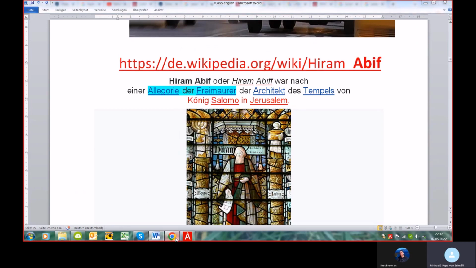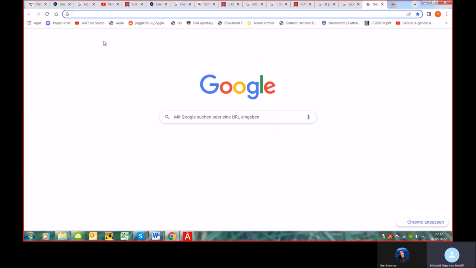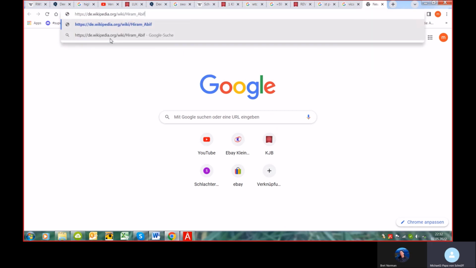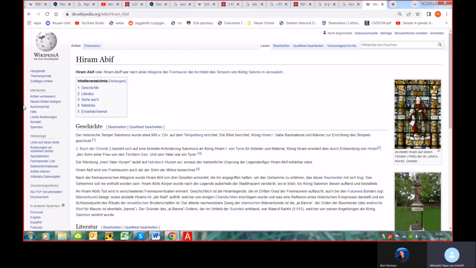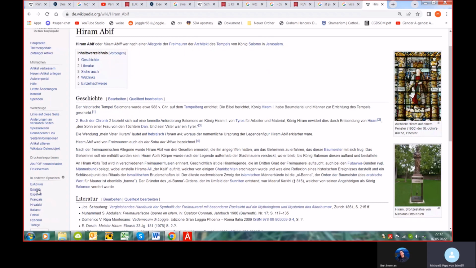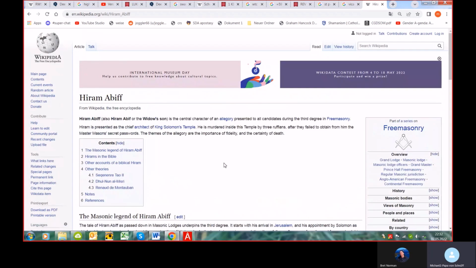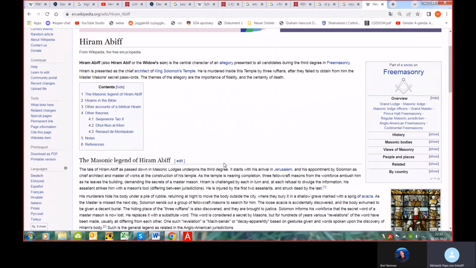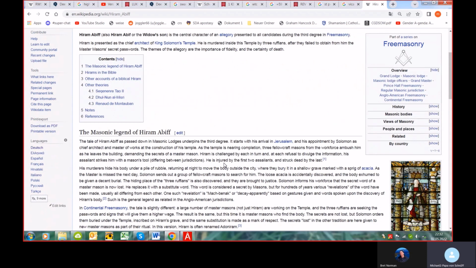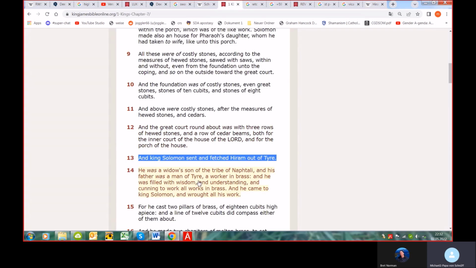Don't mistake that for truth. It has nothing to do with truth. It's very far from truth. This is picking something out of the Bible and then having your own legend around that, building a legend and pretending to be a biblical character. So Hiram Abiff, or the widow's son. The widow's son, interesting, because you see, it's a widow's son of the tribe of Naphtali, but not called Abiff, it's just Hiram out of Tyre.